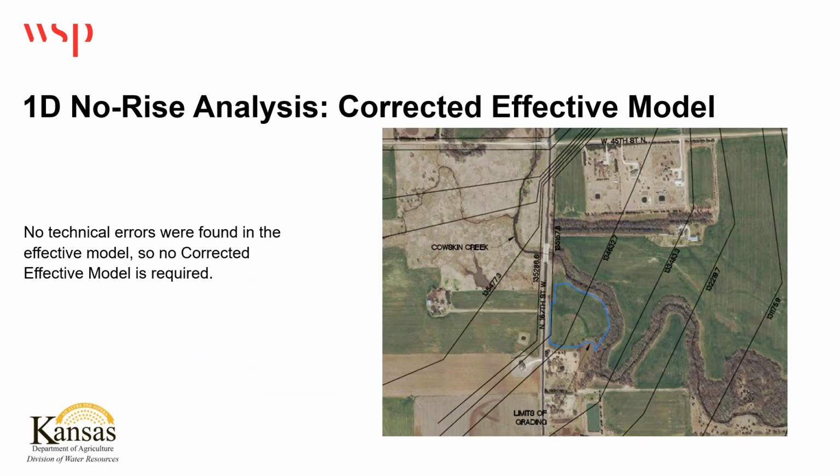Then the next step is to see if we need a corrected effective model. Now remember, we only need a corrected effective model if we find some technical issues with the current effective model that were done at the time that the model went effective. This does not include any changes that have happened to the floodplain since the model went effective. And in our case here, we don't have any technical errors in our model, and so there's no issues that would require a corrected effective model.